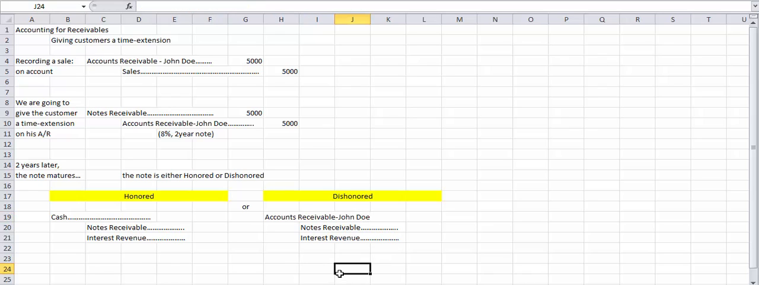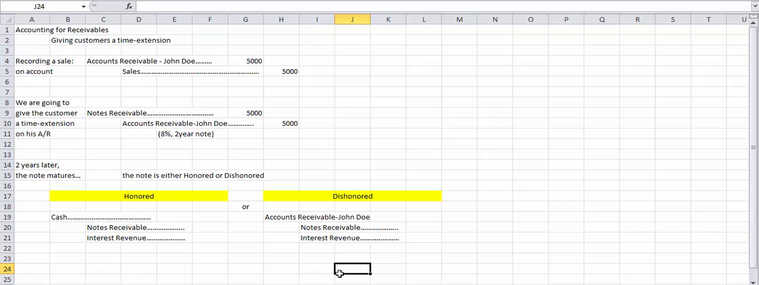Okay, that's the difference in the two journal entries. Notice the two credits are identical. Whether we get money or not, we still earned interest. Whether we get money or not, the note is history. The note had a 2-year life. At the end of those 2 years, it's got to be removed from the books.